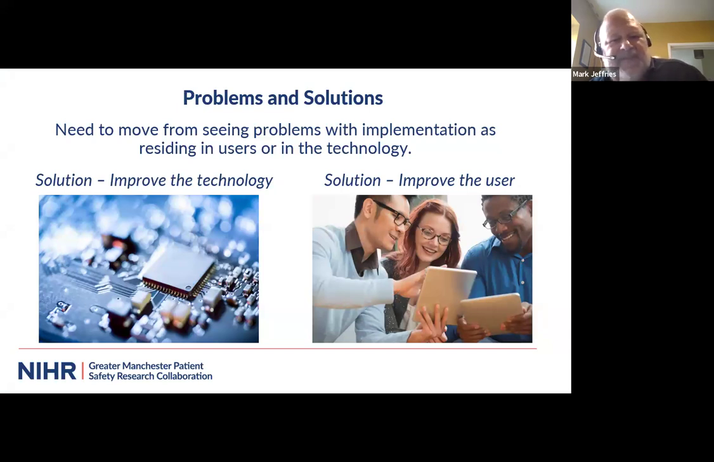Problems and solutions. I think I read a paper that was published last year when I was preparing this talk, which I have not cited because I'm not going to reveal who it was by. It talked about the only solution being to fix the technology. It was a recent paper around the use of a particular piece of technology in healthcare, and the only solution was seen to be to improve the technology. This is where I think we need to move away from the idea that we need to improve the technology, or train the users better and everything will be fine. I think we need to move on from that. Next slide, please.